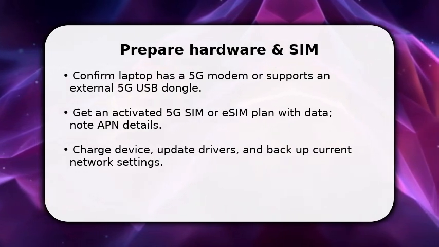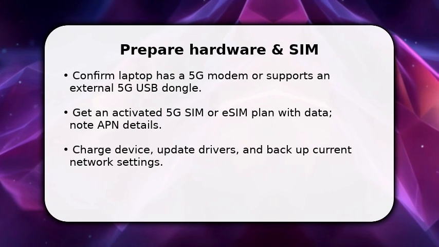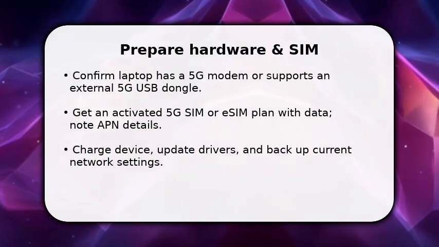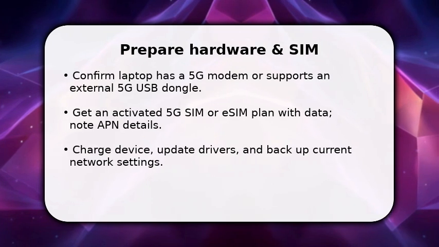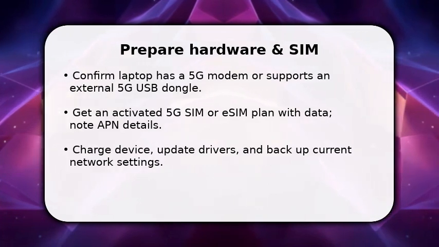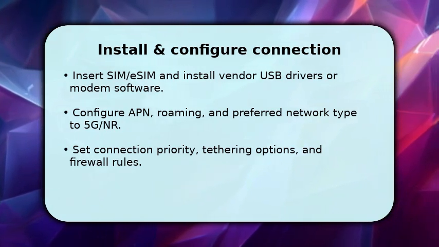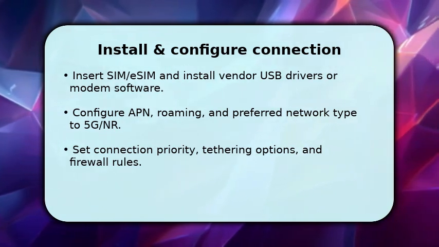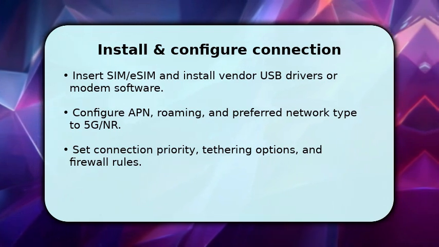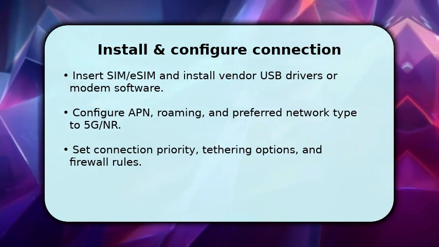Make sure drivers are up to date and create a simple backup of existing network settings so you can restore if needed. Now you'll install and configure the connection step by step. Plug in the 5G dongle or activate the eSIM and let the vendor software install drivers. Accept device prompts and restart if requested.